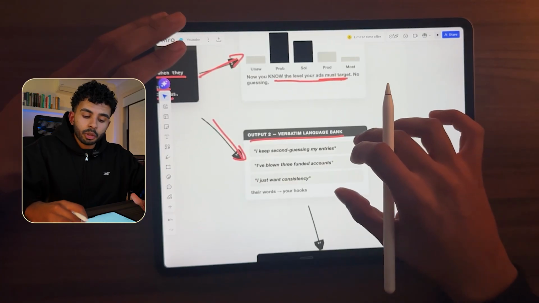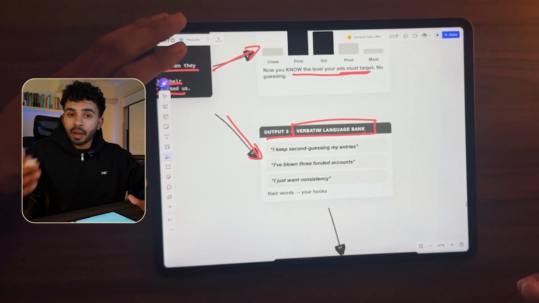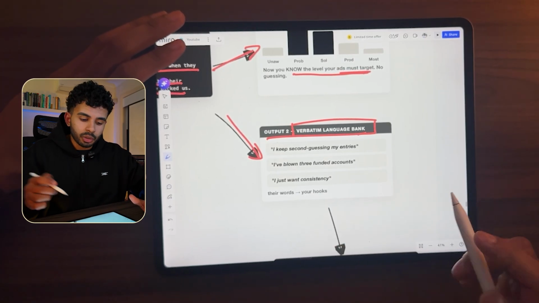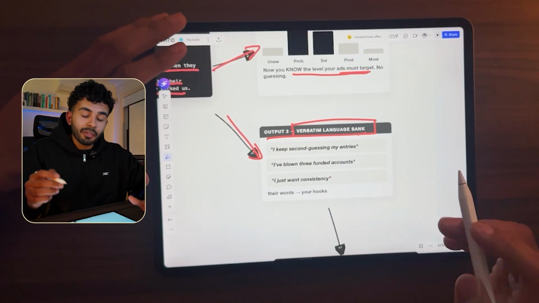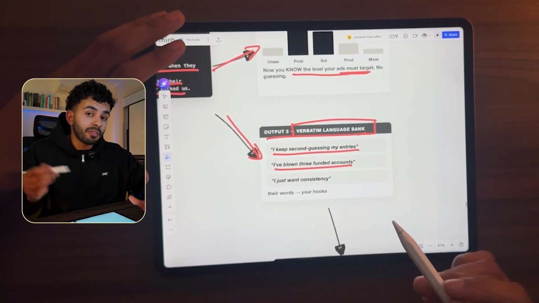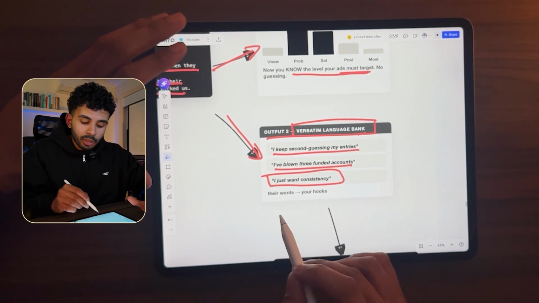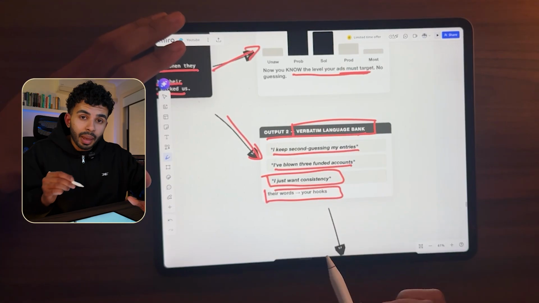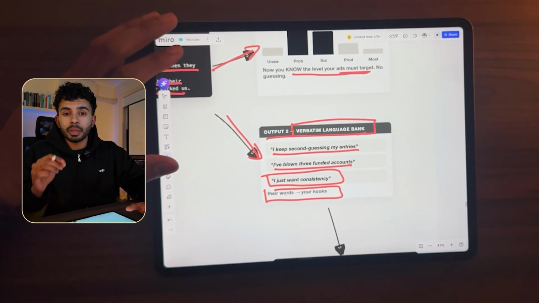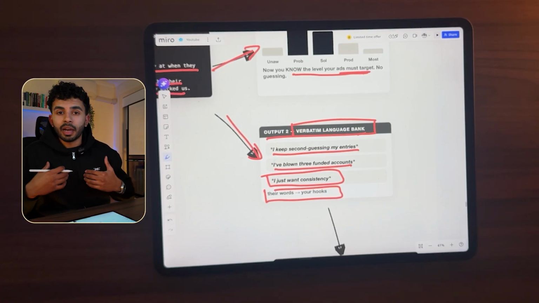Now, the second thing you're going to get Claude to create is your verbatim language bank based on your ICP. So you might find there's some repetitive phrases or sayings that are continuously said on your sales calls. For example, let's say you're in a trading niche. You might find that your prospects keep saying, I keep second guessing my entries, or I've blown 3 funded accounts, or they keep saying, I just want consistency in my trades. What you want to do is take their exact words verbatim and use them in your hooks for your messaging. Because to be able to attract your ICP, you must speak exactly how your ICP speaks so they identify with your messaging.